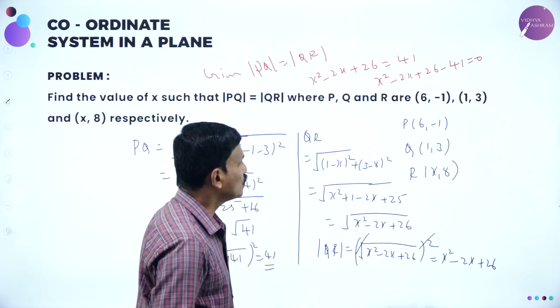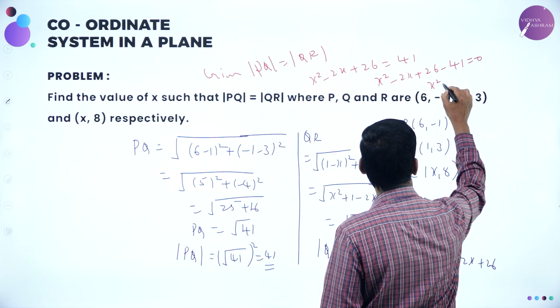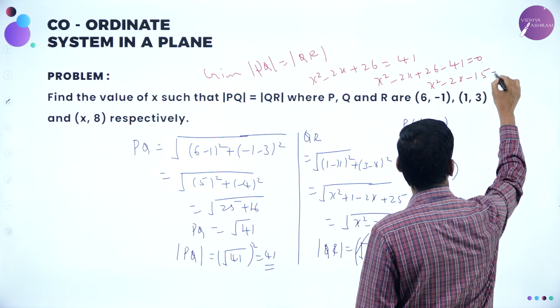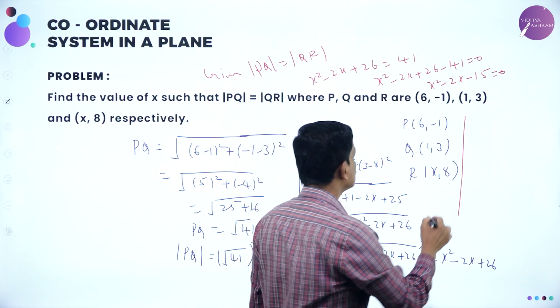Now what is this equal to? x square minus 2x plus 26 minus 41. So this is nothing but x square minus 2x, 26 minus 41 is nothing but minus 15, is equal to 0. A quadratic equation. Factorize this. That's it.